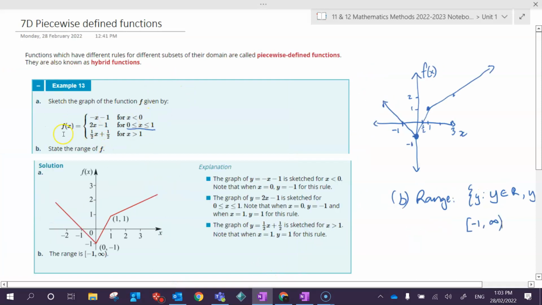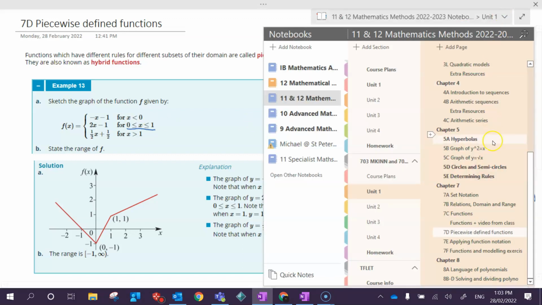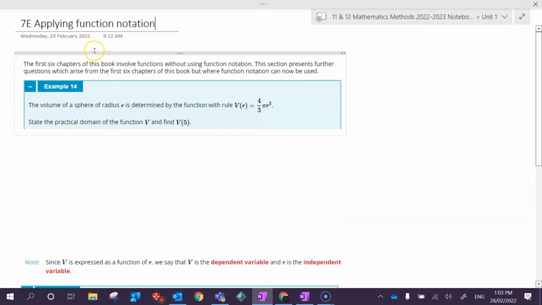That's all there is. That's the sum of all of their examples for this. They're just talking about the fact that you have different rules for different parts of the function, so you just sketch each bit separately. Nothing overly complicated there. If we jump ahead to 7e, applying function notation, this is just saying everything you've done in the past where you said y equals or v equals or a equals or anything like that, we can use function notation.